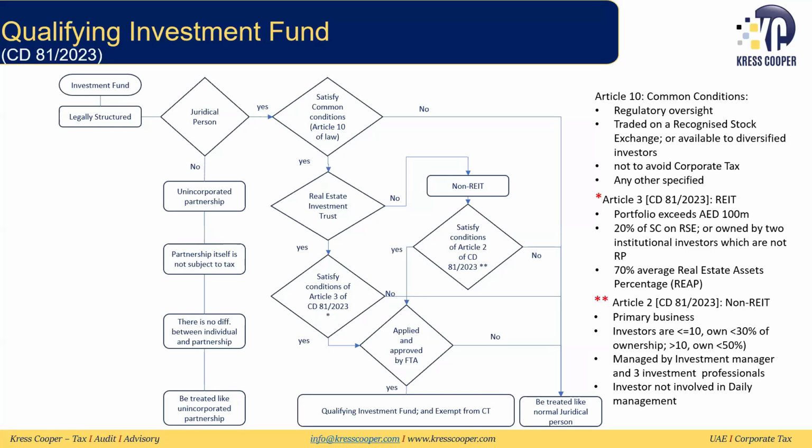And we should have 70% average REIT, which is the real estate asset percentage. So if you are meeting these conditions, then they can apply to FTA to get this approval. And if they are approved by FTA, then they will be treated as a qualifying investment fund and they will be exempt from corporate tax.